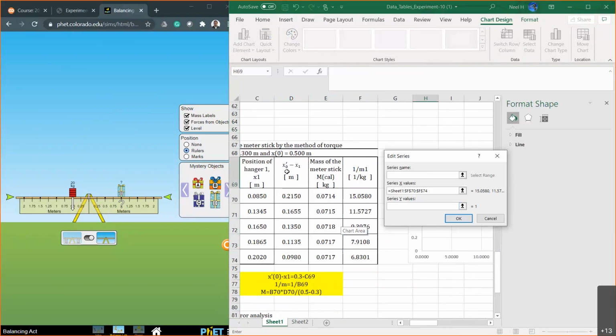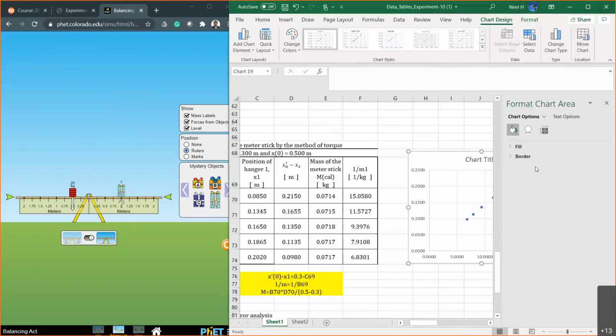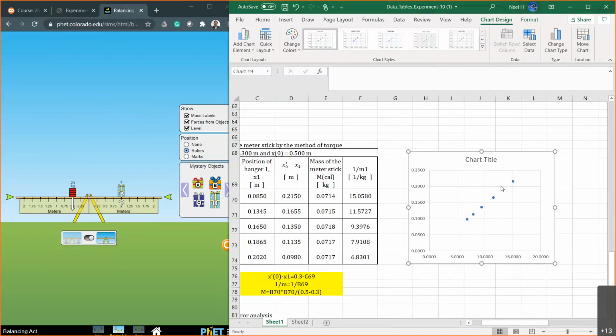Y values should be x0 prime minus x, so that is D70 to D74. Click OK. Click OK again. Then you will get the graph. Nice linear graph. Okay. And everything else you know now: if you have a graph, you have to name it. This is x prime 0 minus x1 versus 1 over M1 for the meter ruler.